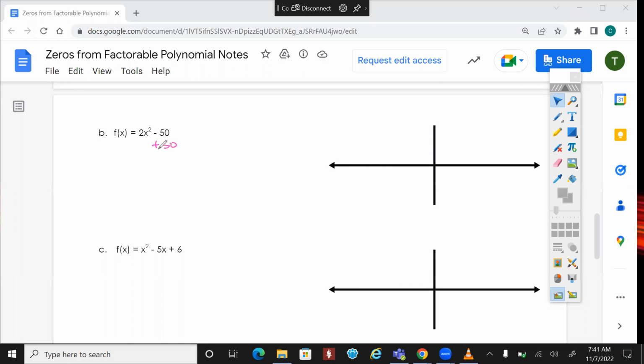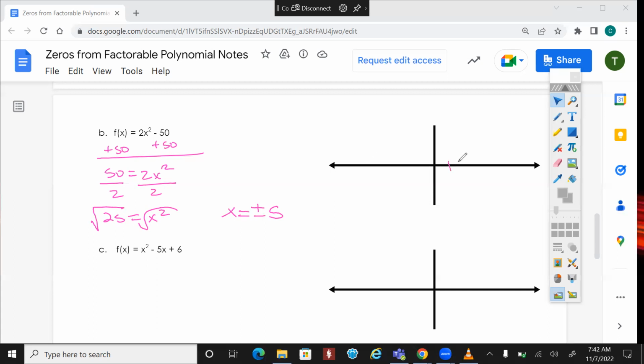I'm going to add 50 to both sides. This is going to give me 50 equals 2x squared. I'm going to divide by 2. And so you're going to get 25 equals x squared. When I take the square root, what's the square root of 25? 5. We're going to have a positive and negative version. So how many solutions do I have? 2. Remember, if there is a positive and a negative out front, there's going to be 2 solutions.